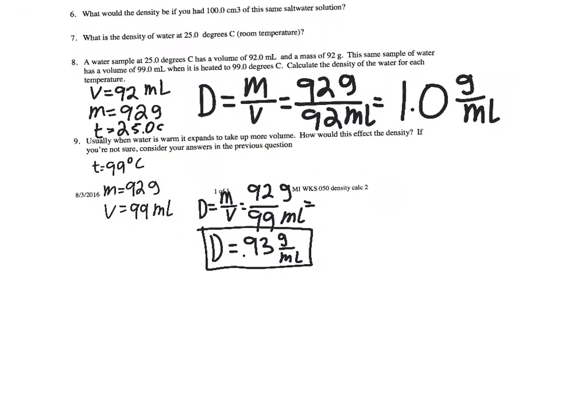So I kind of ran out of room, so I had to go into number 9. So then it says, number 9, usually when water is warm, it expands to take up more volume. How would this affect the density? If you're not sure, consider your answer in the previous question. So how does it affect the density? When it was colder water, right here, the cooler temperature had a density of 1, and the warmer temperature had a density of 0.93. So I'll let you answer number 9.